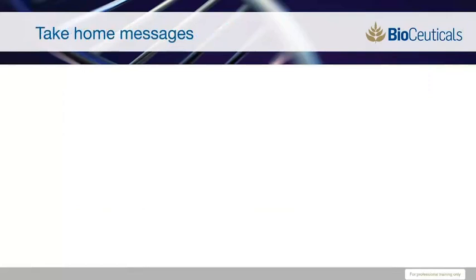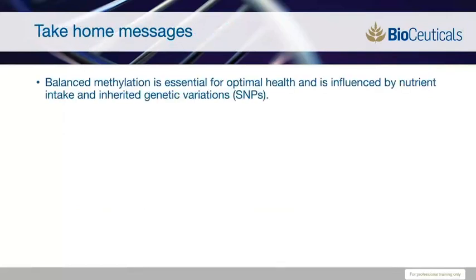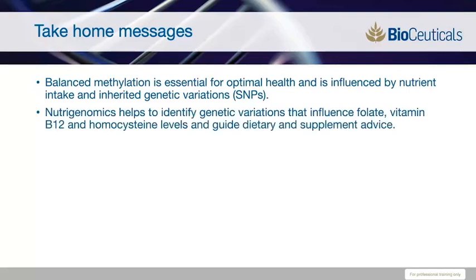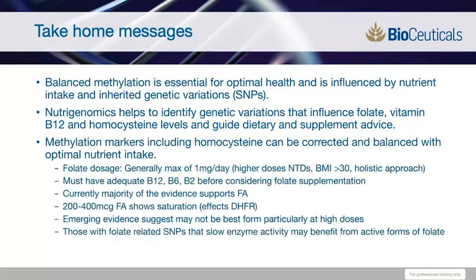So our take-home messages are that balanced methylation is essential for optimal health and is influenced by nutrient intake and inherited genetic variations. Nutrigenomics helps to identify genetic variations that influence folate, as well as our B vitamins and homocysteine levels, and this can guide our dietary advice as well as the supplements we want to prescribe. Methylation markers, including things like homocysteine, can be corrected and balanced with optimal nutrient intake. With folate, generally a maximum of 1 milligram.